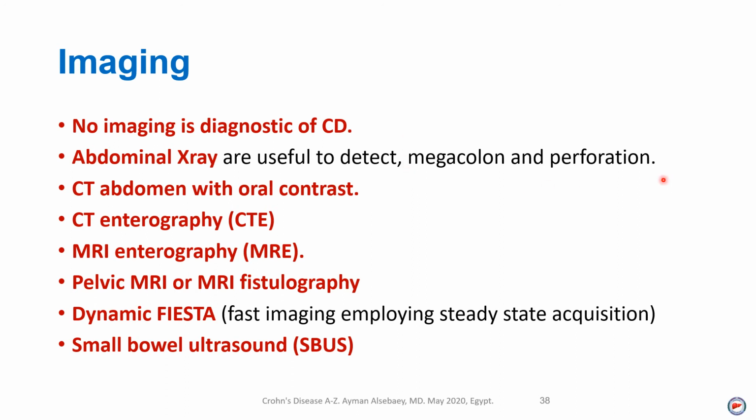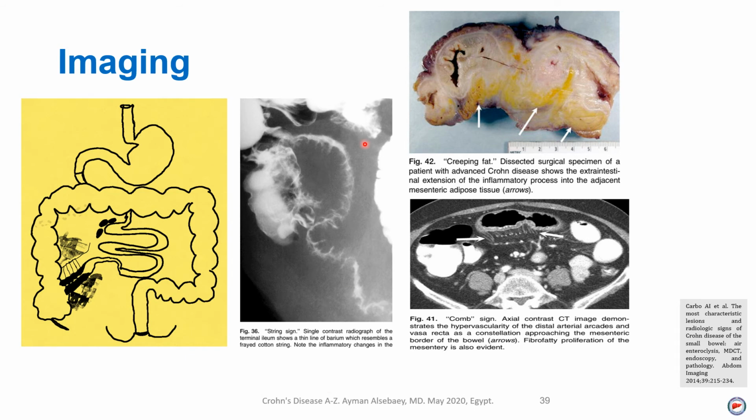The role of X-ray in patients with Crohn's disease is to detect megacolon and perforation. Okay, we can do CT abdomen with contrast. We can do CT enterography as we have said before, and also there is a new investigation which is called dynamic MRI, which is under research.